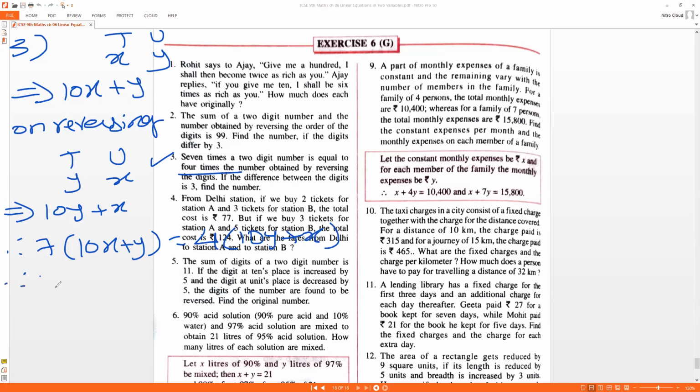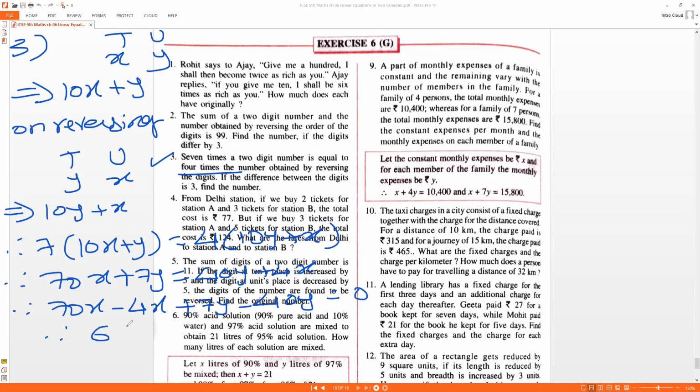So if you open the brackets, you get 70x plus 7y is equal to 40y plus 4x. Okay, so you get 70x minus 4x plus 7y minus 40y is equal to 0. Right, so you get 66x minus 33y is equal to 0. If you take 33 common, you get 2x minus y is equal to 0. Or you can say y is equal to 2x. Whatever you feel is correct. Okay, this is equation 1.